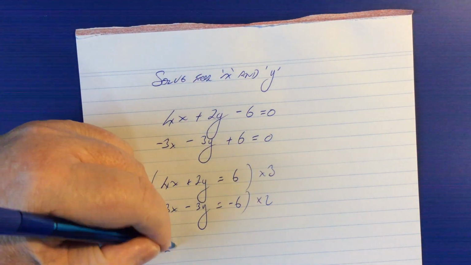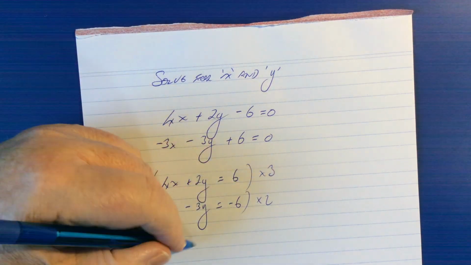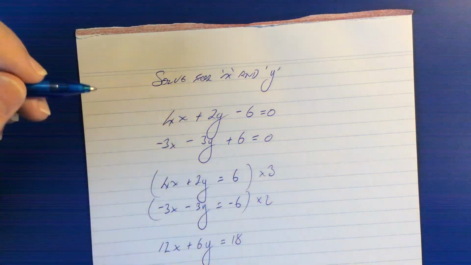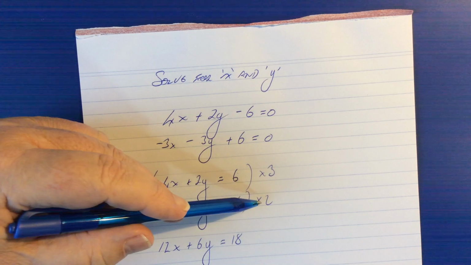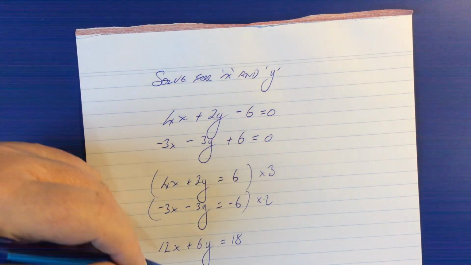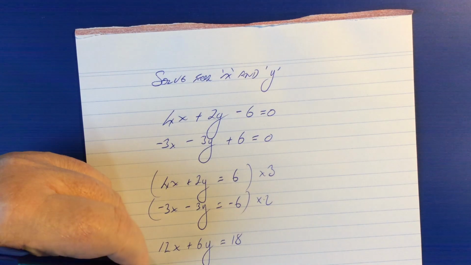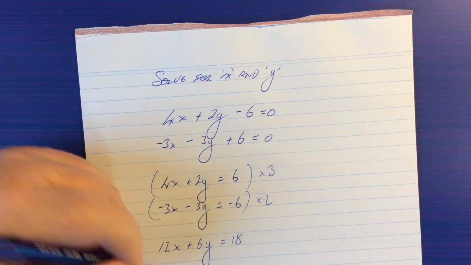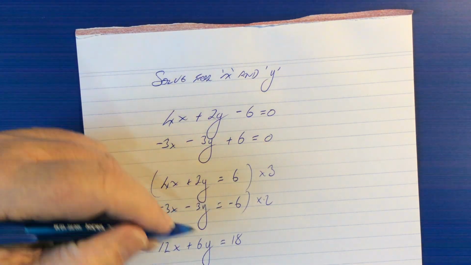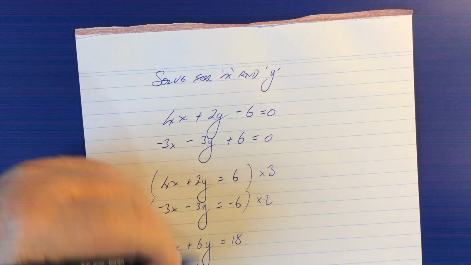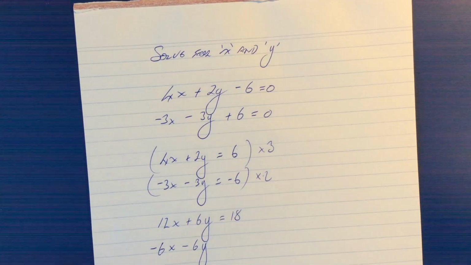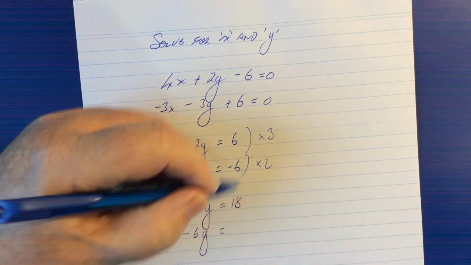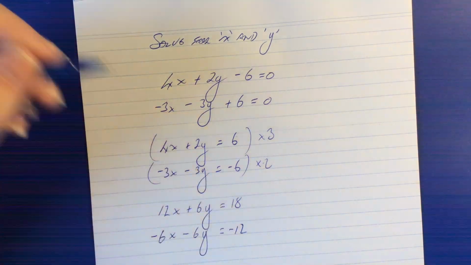4 3s are 12, 12x, 3 times 2 is 6, so 6y, 6 times 3 is 18. Bottom equation. 2 times 3 is 6, 6x. Sorry, that's negative 6x. Negative 3 times 2 is negative 6y, and you can see how these will disappear, hopefully. 6y minus 6y, that will disappear. 2 times negative 6 is negative 12.